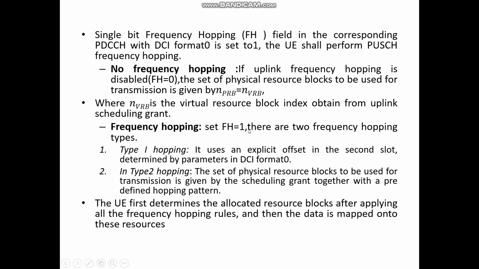When it is set to 1, frequency hopping takes place, and when FH is 1, there are two frequency hopping types we can have. The first one is type 1, where it uses an explicit offset in the second slot determined by parameters in DCI format 0. In type 2, the set of physical resource blocks to be used for the transmission is given by the scheduling grant together with a prior defined hopping pattern. The prior defined hopping pattern is absent in type 1.